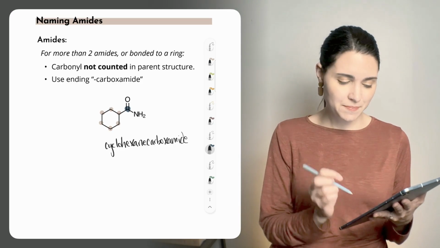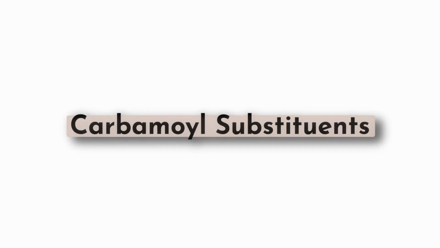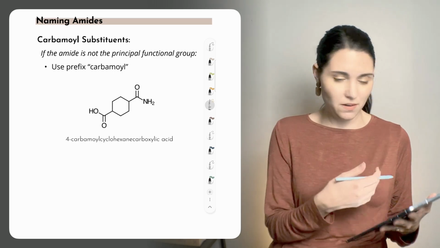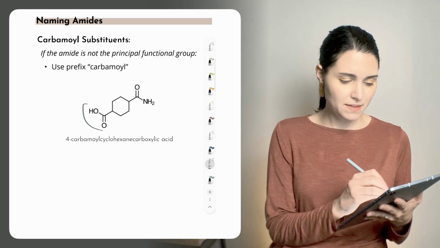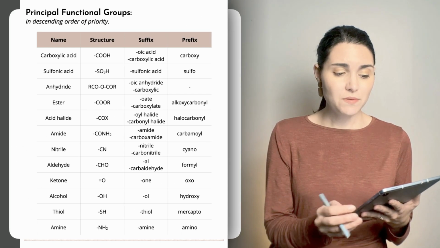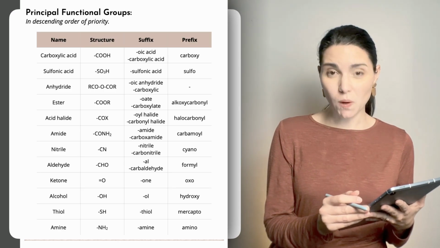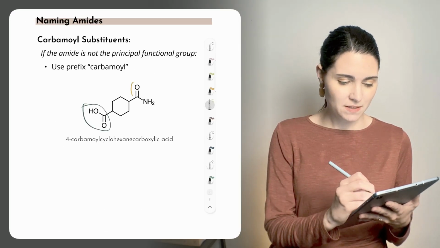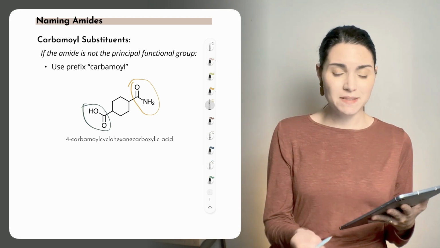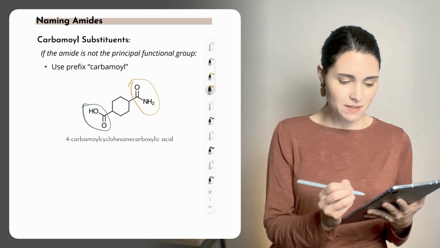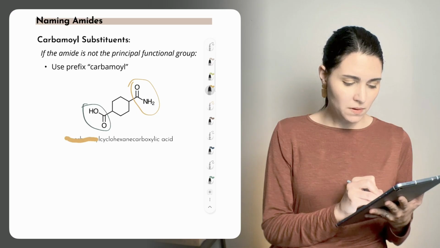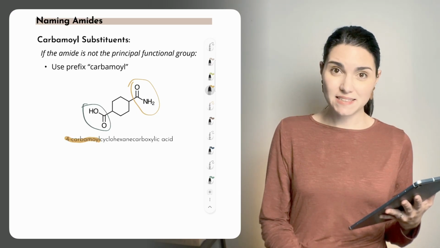And that ending is the way that we communicate that. If the amide group is not the principal functional group in the molecule, so there's something more important there, like a carboxylic acid in this case, then we will name it using a prefix, and the prefix in this case for the amide is carbamoyl. I hope I am saying that right. So this group is now named as a carbamoyl substituent. So 4-carbamoyl cyclohexane carboxylic acid. A little bit of practice with amide functional groups before we move on.